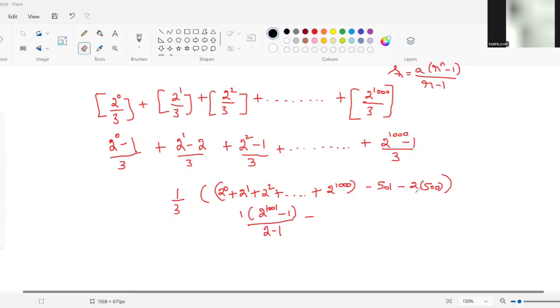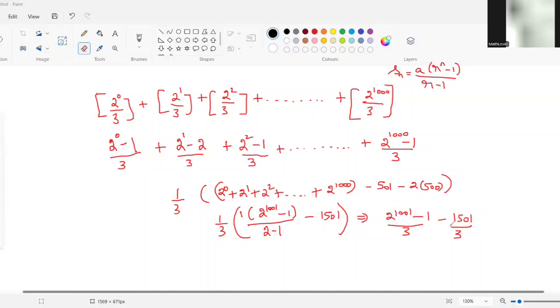So here we have minus 501 and minus 1000, altogether minus 1501, and outside we have a 1 by 3. So the final answer that we are looking at is 2 power 1001 minus 1 divided by 3, minus 1501 divided by 3. This will be the final result, people.